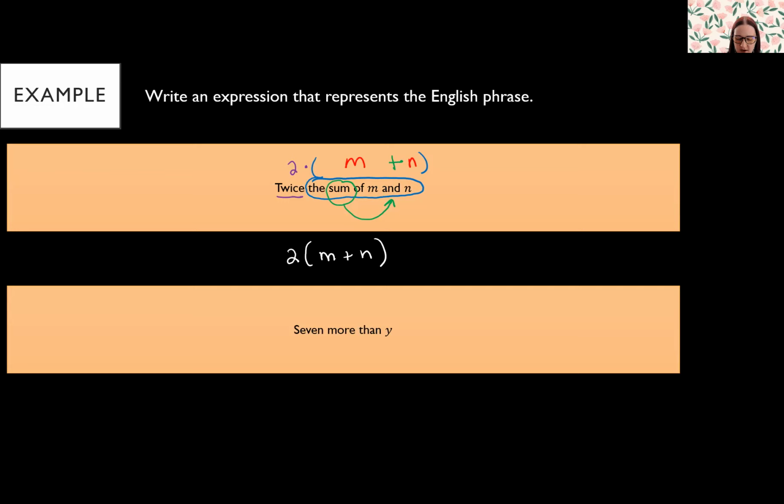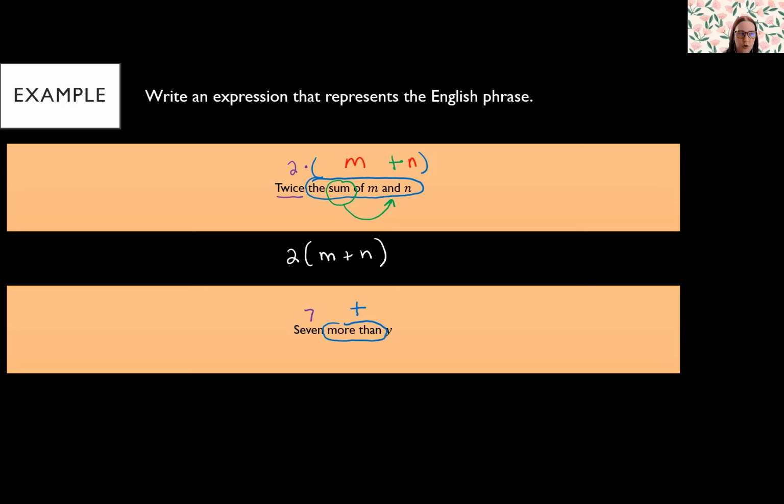Now the next one we have is 7 more than y. So 7 just translates as the number 7. And when you see "more than," this is an expression. We're not doing a greater than symbol or anything like that. More than translates to addition.